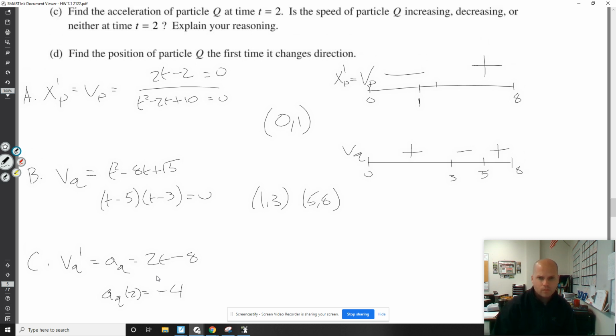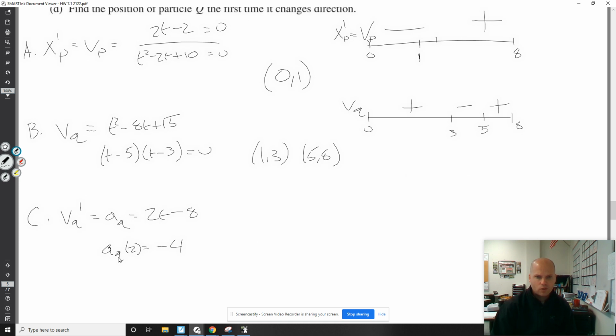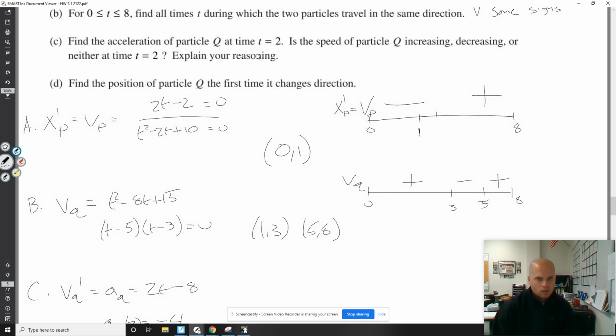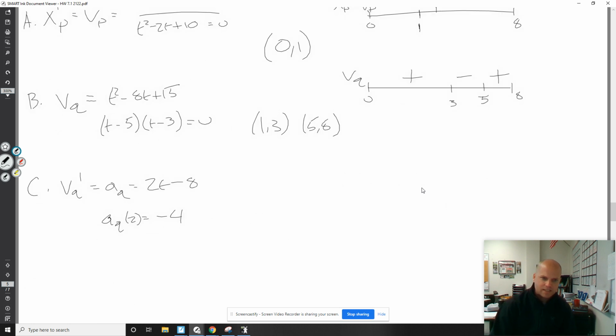Negative 4. That's the acceleration of q. That's negative. That means my velocity is decreasing. At 2, my velocity is positive. My velocity is positive and decreasing. My velocity is going to the right, but my acceleration is going to the left. What's happening? I'm slowing down.